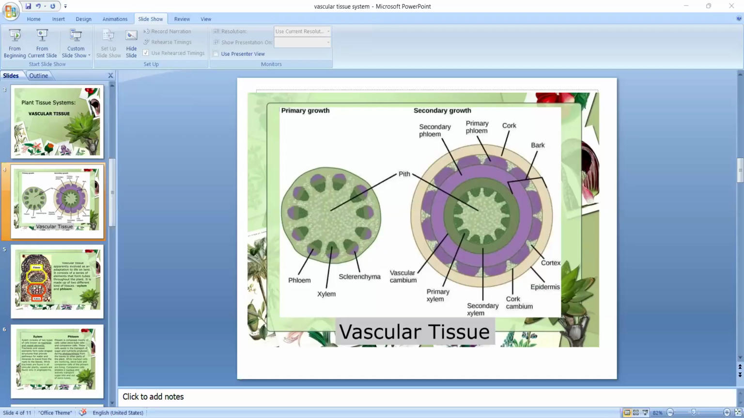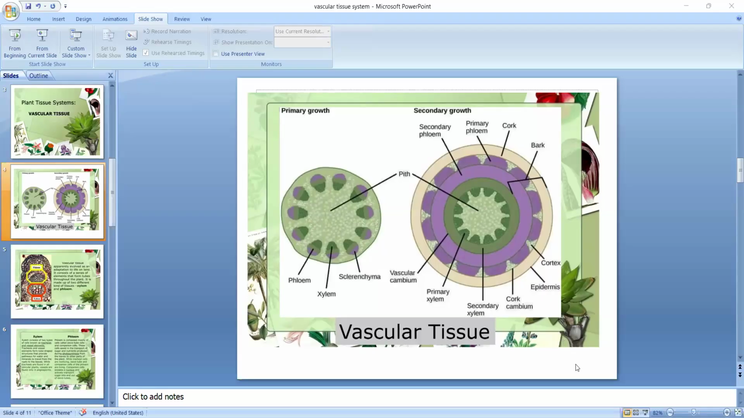And next, coming to the types of vascular bundles. According to the relative positions of the xylem and phloem, the vascular bundles are classified into various types. First one is radial. See here.